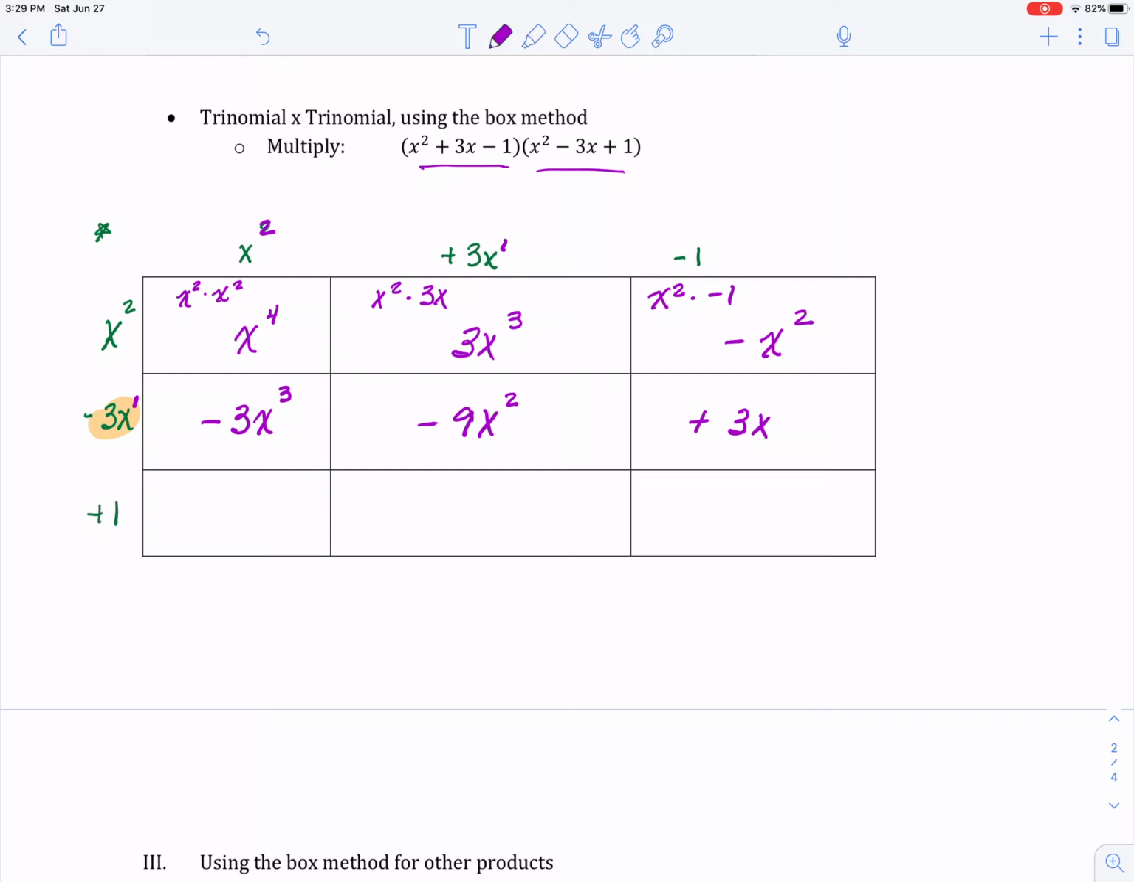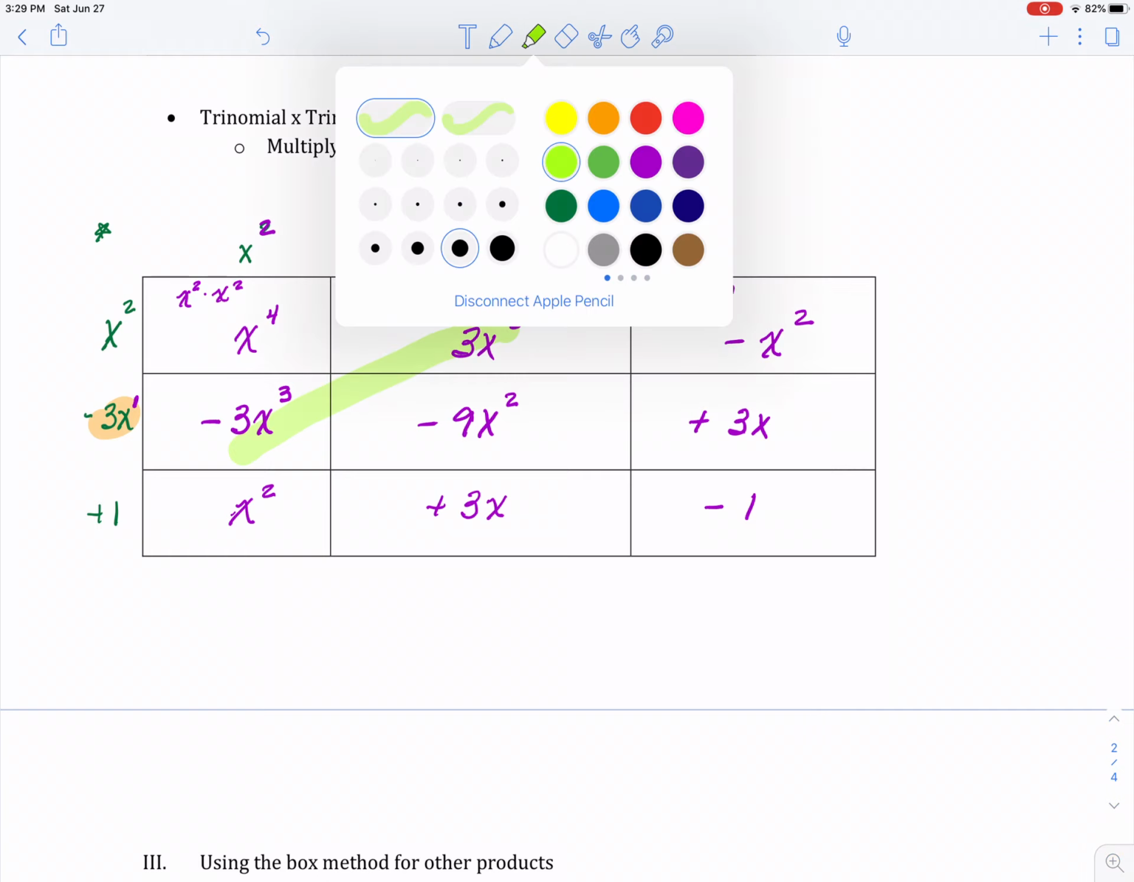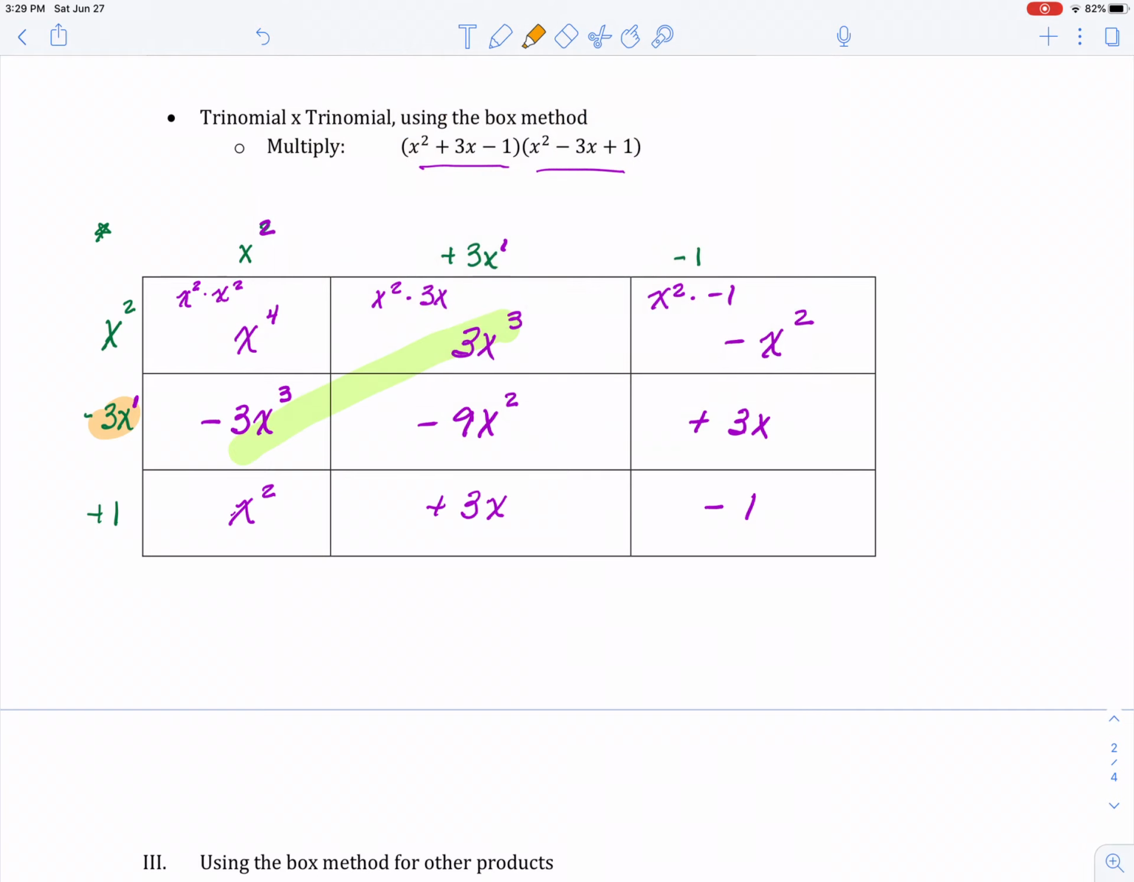All right, so finally, across the bottom row, I'm doing +1 times x squared, which of course is just x squared. +1 times 3x is just +3x. And +1 times -1 is -1. So again, I'm looking along these diagonals here for the like terms.